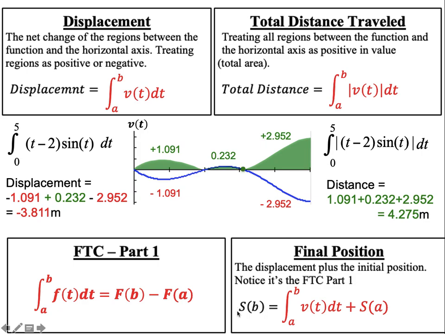Now, my final position, S of B, is going to be integrating my velocity function from A to B, plus adding on wherever my position was at A. And we're going to rely on this a lot to find final positions, but it really is nothing more than applying the fundamental theorem of calculus. And we did this back in the previous unit when we were working on initial condition.